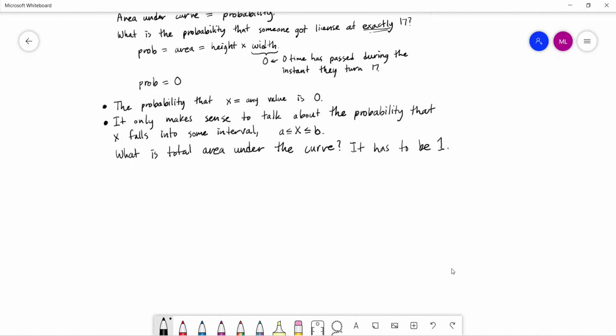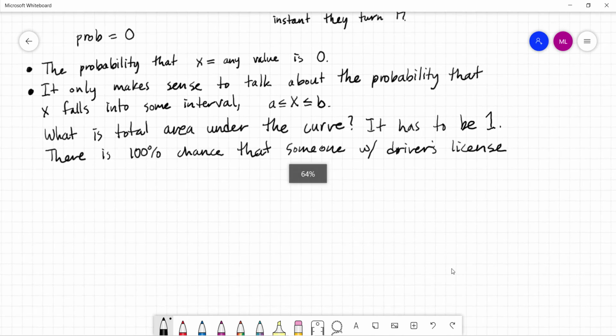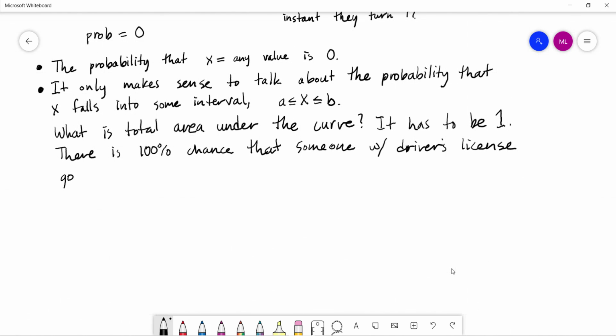So in this case, the idea is there is a 100% chance that somebody with a driver's license got it between the ages of 15 and whatever upper bound you want to use. 150 years old is probably fine, but we'll just say 200 years. Call it infinity years. Doesn't really matter.